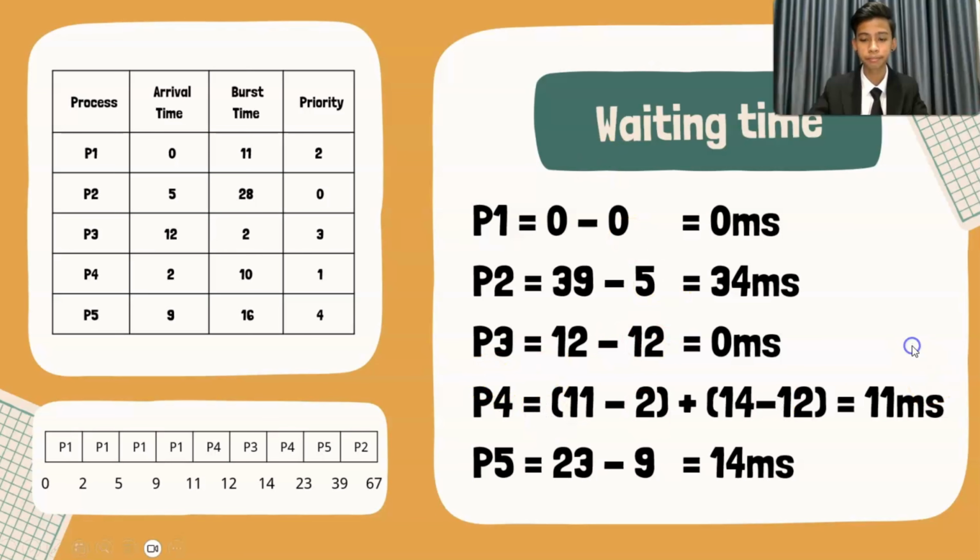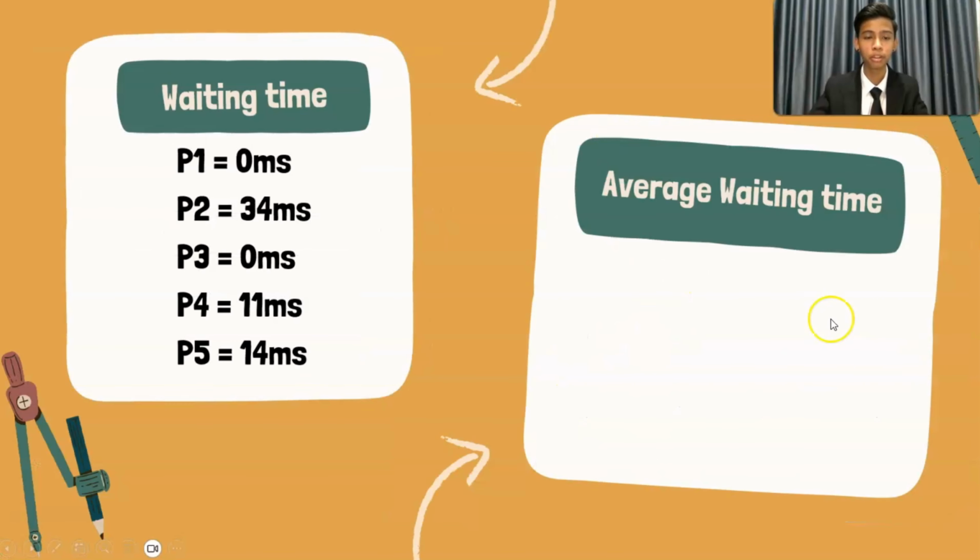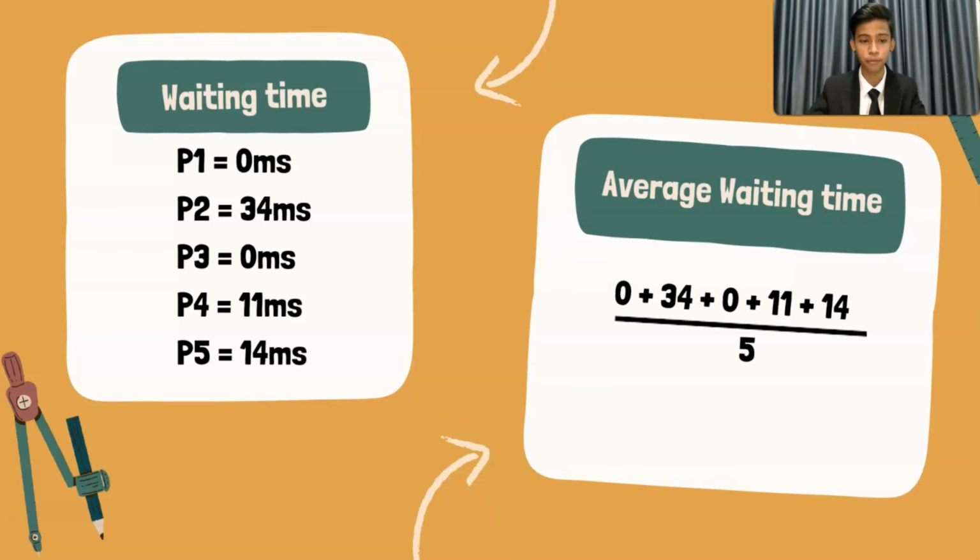Continuing on, now we have to find the average waiting time for the whole 5 processes. As with the non-preemptive priority, we add up all 5 processes' waiting times, which is 0 plus 34 plus 0 plus 11 plus 14 milliseconds. We divide it by 5, because there are 5 processes. Therefore, the average is 11.8 milliseconds. And that's our final answer.